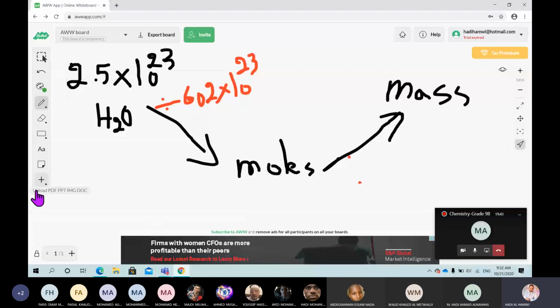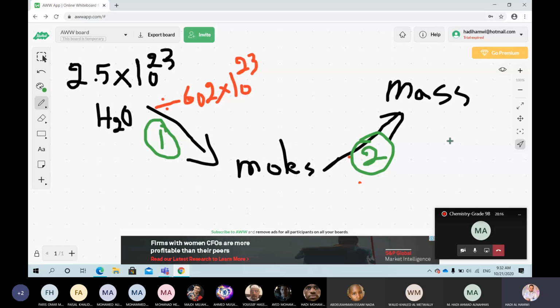I have 2.5 times 10 power 23 molecules of H2O. I want to find the mass. Is there a direct relation between mass and particles? No. So I should convert from particles to moles, then from moles to mass.